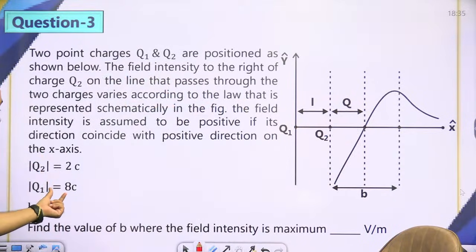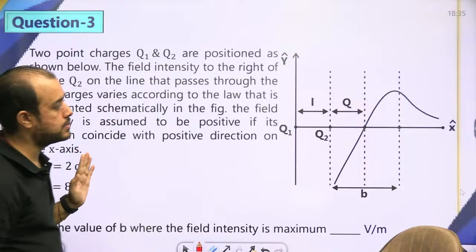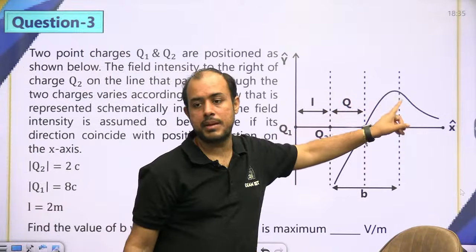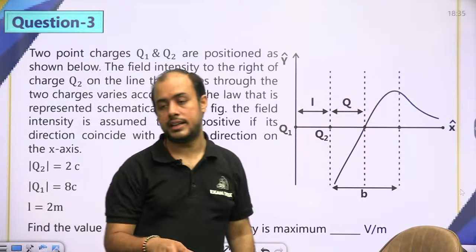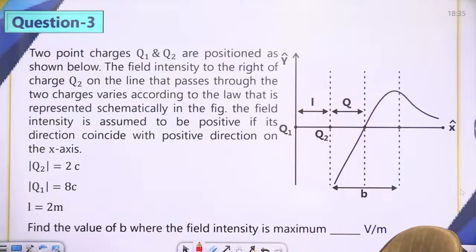Now magnitude of charge and the length is given. Find the value of B where the electric field is maximum. मुझे जानना है मैक्सिमम फील्ड किस डिस्टेंस पे आ रही है. ट्राई कीजिए. First, based on the pattern, try to recognize the sign of the charges. Then you can find. निकालिए.